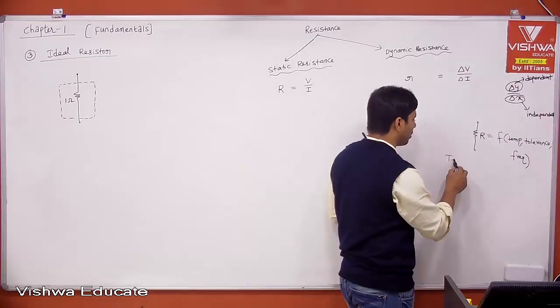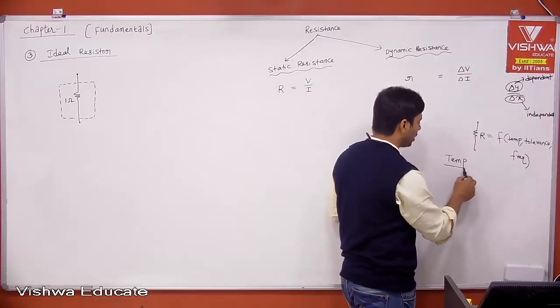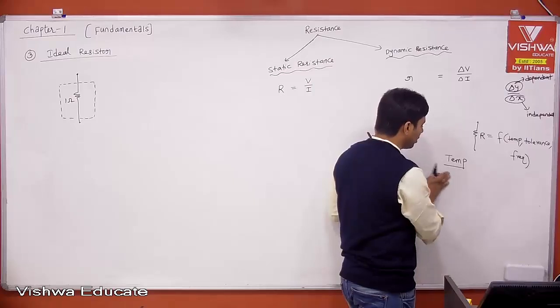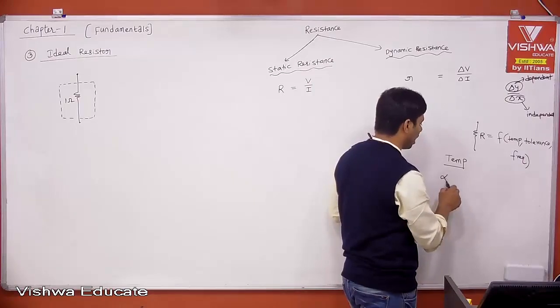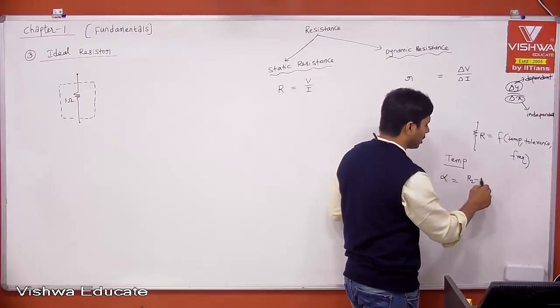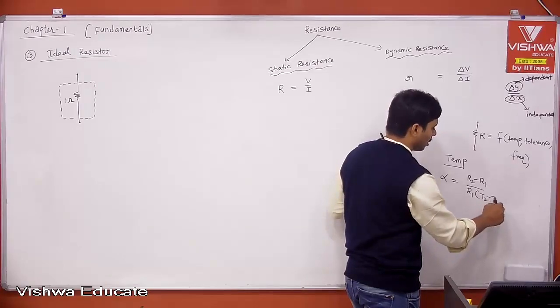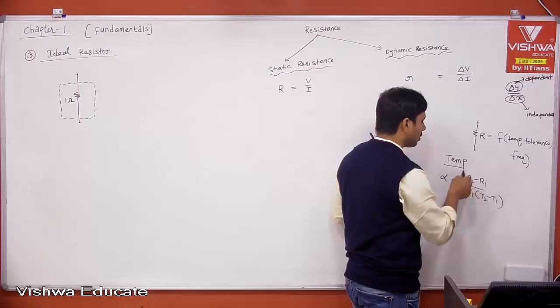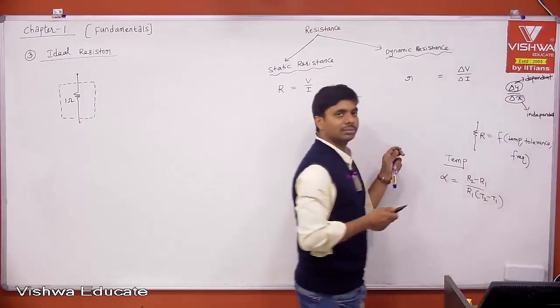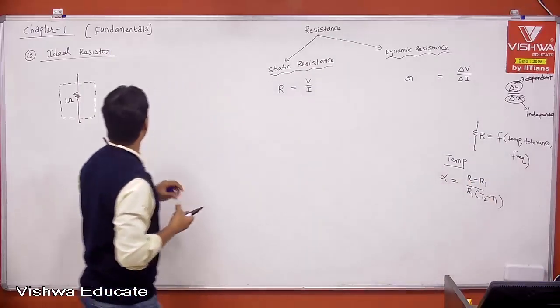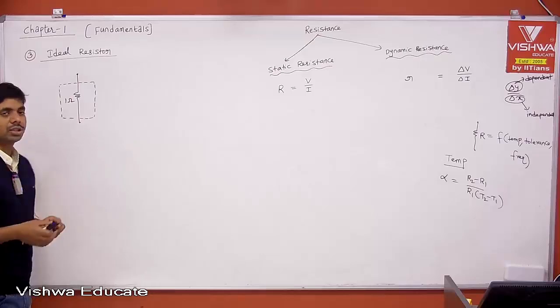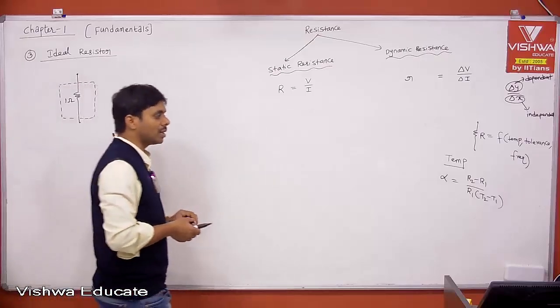If you take the temperature parameter, we know that is nothing but the temperature coefficient, which is alpha. That is nothing but (R2 minus R1) divided by R1 into (T2 minus T1). It means if temperature changes, your resistance changes, and that is your alpha, right? But when I speak about an ideal resistor, alpha is 0. Alpha is 0. What does it mean?